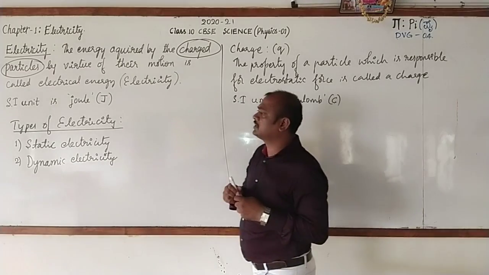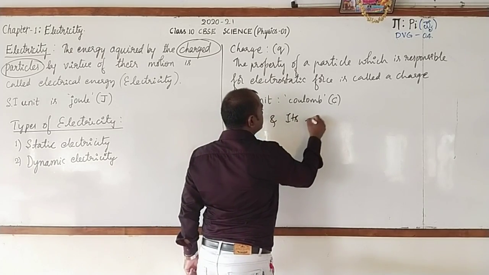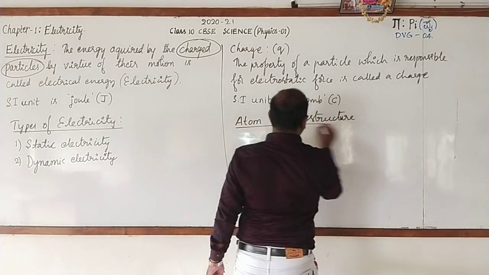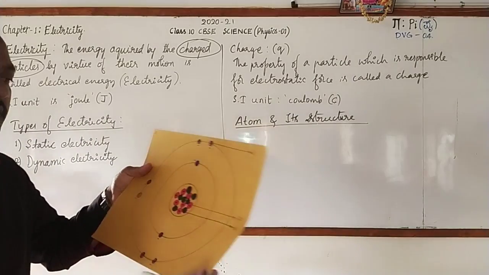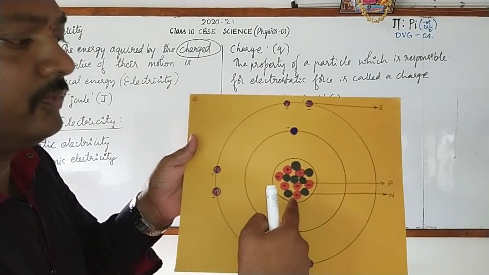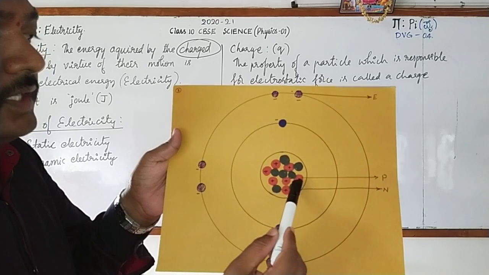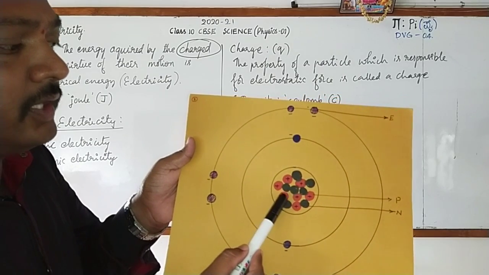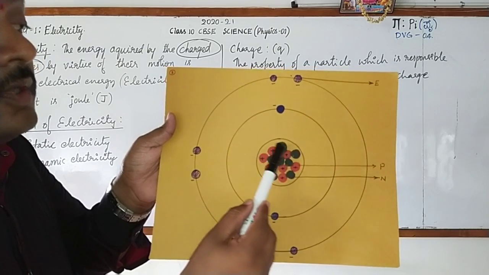Dear students, we should get some information about an atom and its structure, which we had already learnt in our previous class. Let me show you one more chart of an atom. Here we have the chart. Look here. This is the central part of an atom where 99% of the mass of an atom is concentrated. In that, some particles are there. These particles I have marked with different colors, red and black. Red color particles carry the charge. What is that charge? Positive charge.